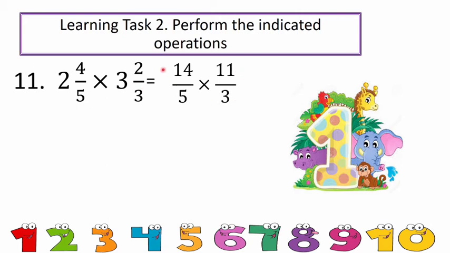So we have 14 over 5 times 11 over 3. It will be equal to numerator times numerator over denominator times denominator. We cannot use the cancellation method because there's no number that we can divide into both. Okay, so 14 times 11 is 154 over 5 times 3 is 15. So the answer is 154 over 15.